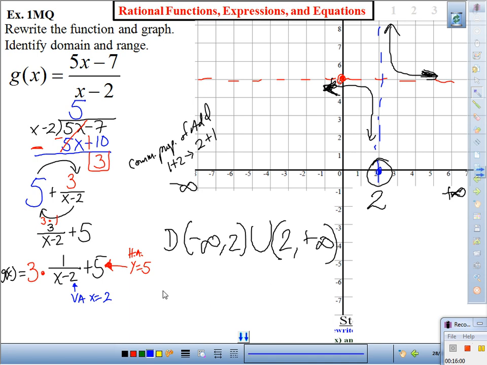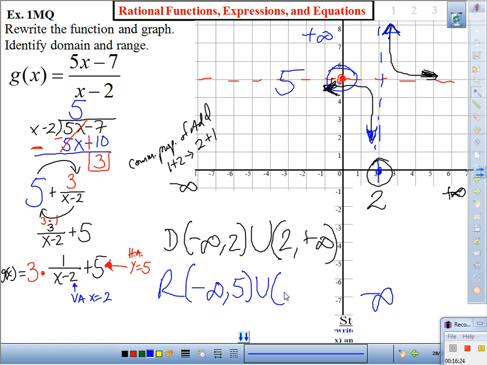Do the range. If it's pointing down, that means it's going to continue to what? Negative infinity. If it's pointing up, it's going to continue to what? Positive infinity. But what's the only y value that's excluded, everyone? 5. So my range is from negative infinity to what? 5, union from 5 to positive infinity. And that's how we write that.